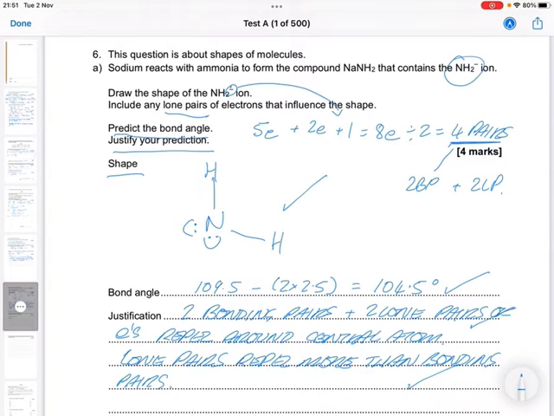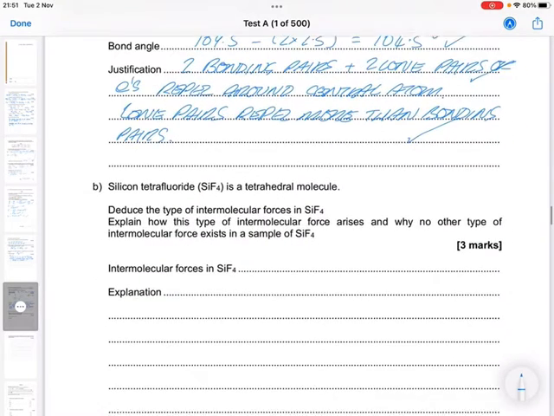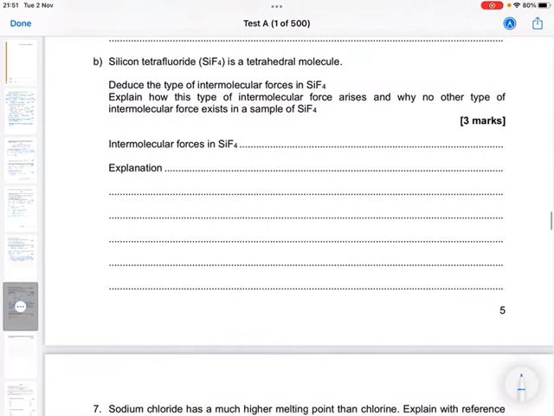So let's go on to part B. SiF4, so silicon tetrafluoride, is a tetrahedral molecule. Deduce the type of intermolecular force. Intermolecular means that it's going to be van der Waals, permanent dipole to dipole, or hydrogen bonding. Explain how this type of force arises and why no other type of intermolecular force exists.